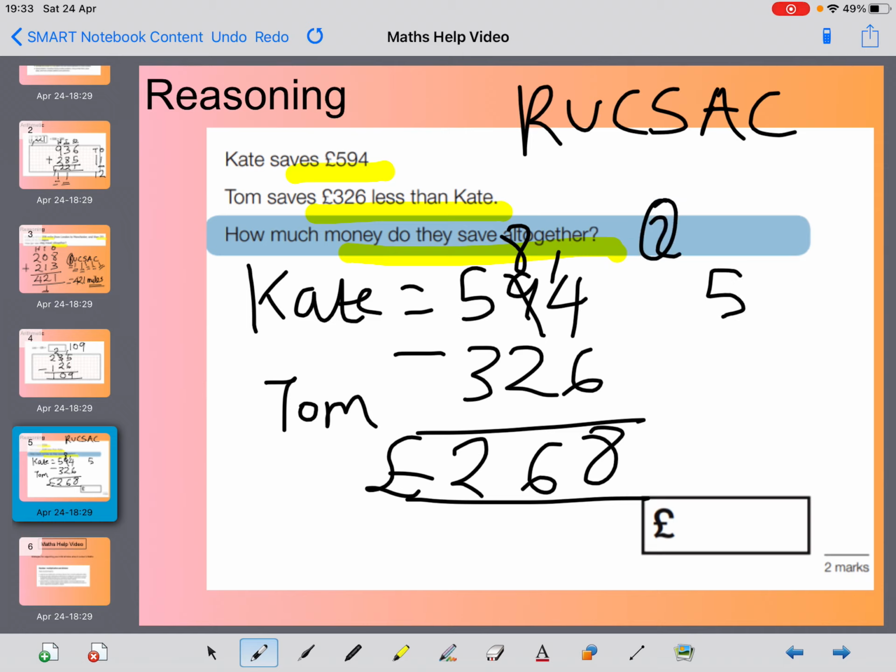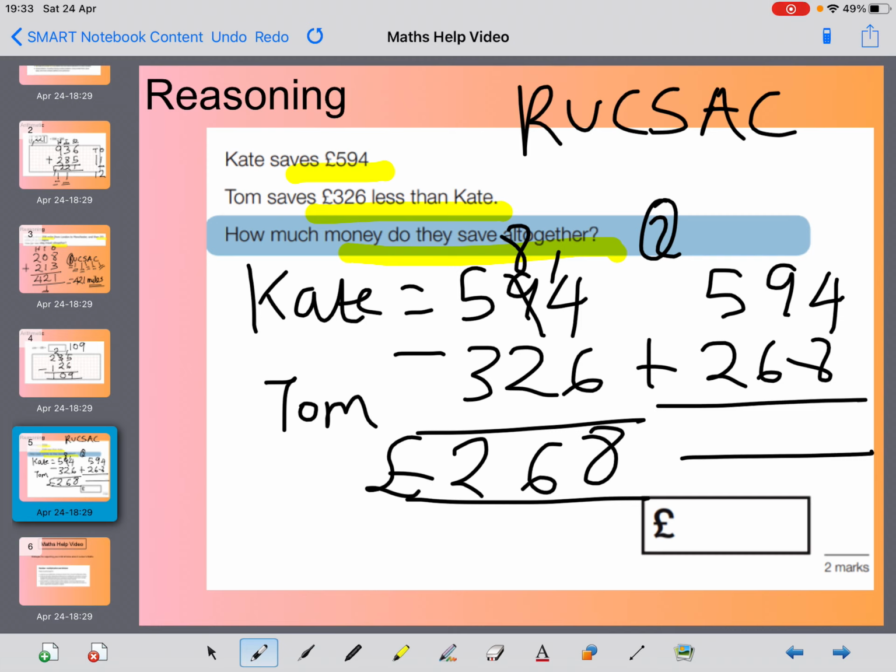So this is a two-step problem. So this is the second part. And this is good because this reinforces the addition, how we do addition as well. So 594 plus 268. So 4 plus 8 is 12. I put down the 2 and I regroup the 1. 9 plus 6 is 15. 15 plus 1 is 16. I put down the 6 and I regroup the 1 again. 5 plus 2 is 7. 7 plus 1 is 8. So they save £862 altogether. Well done. I hope you find this video useful.